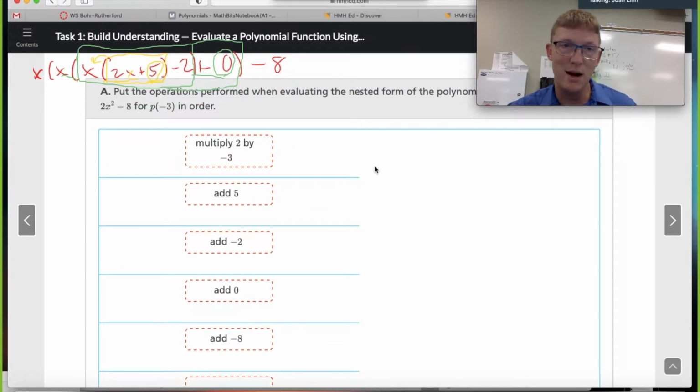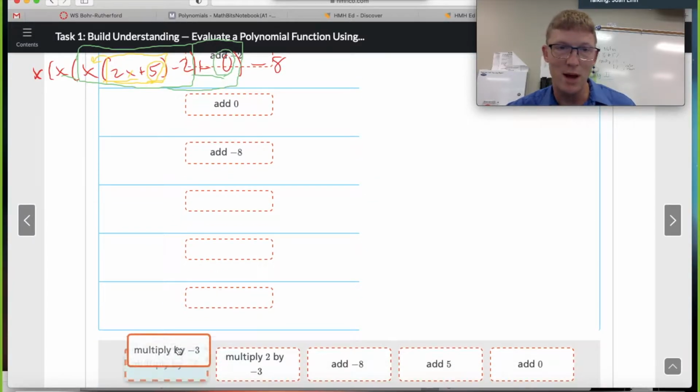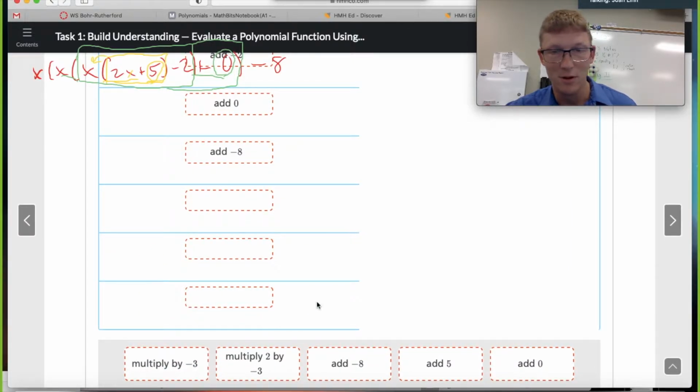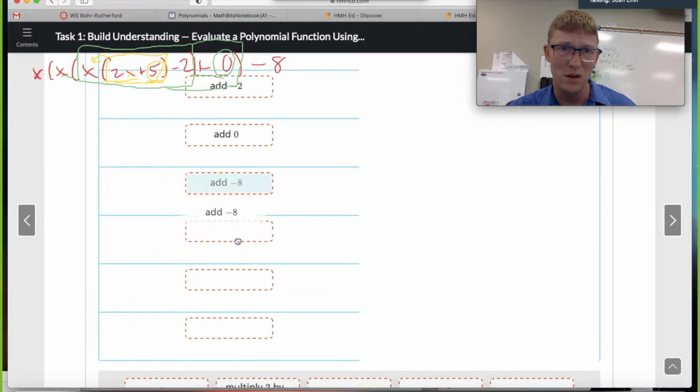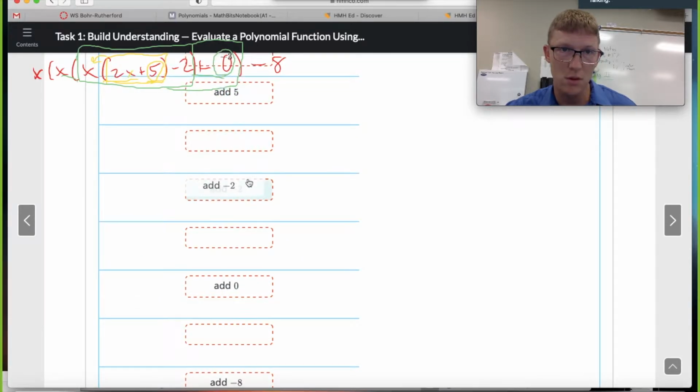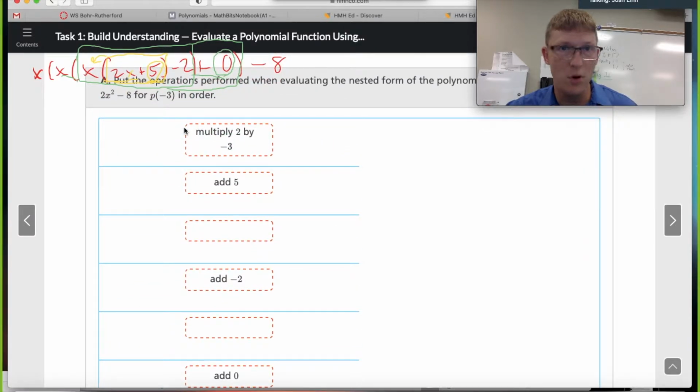Oh, you know what we forgot? I assumed that was multiplying by x, but we have to add these multiply by x a whole bunch of times in there. So that's going to go in between every single one. So I think this one's going to go here. Now that one will go at the end. I love these programs.